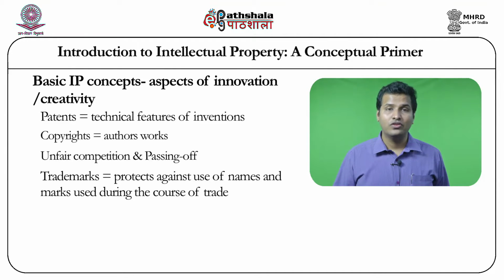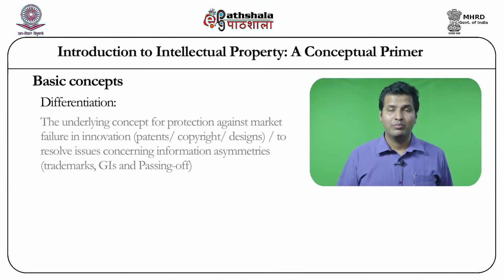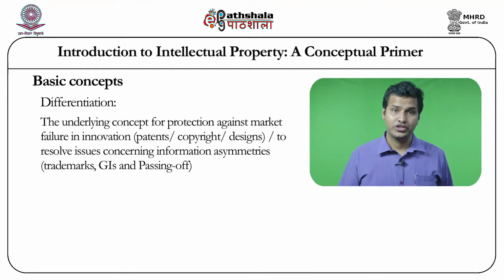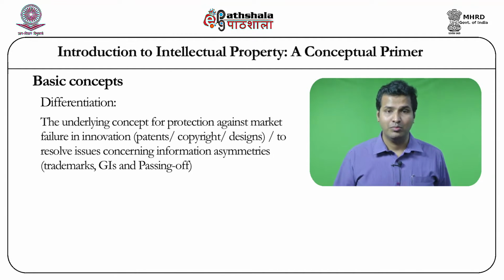So, there are both kinds of aspects that involve the underlying philosophy. One is to prevent market failure in innovation and creativity, and second to resolve information asymmetries. But common to both these is the principle of differentiation. Intellectual property protection primarily has to deal with how differentiated goods and services, by virtue of innovation, creativity, or by virtue of creation of a goodwill in the market through projection of their marks, how can these products be differentiated, and how can law provide protection to differentiate it in actual markets.